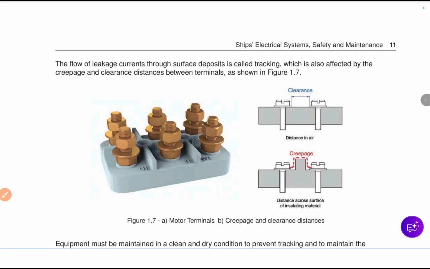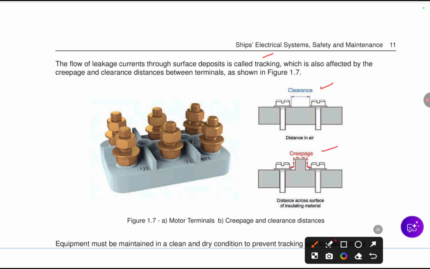Hello friend, in this video we will discuss three things. The first is what is tracking. The second is what is clearance, and the third is what is creepage. In this video we will understand what all this means and what the difference between them is. So we will start with tracking.